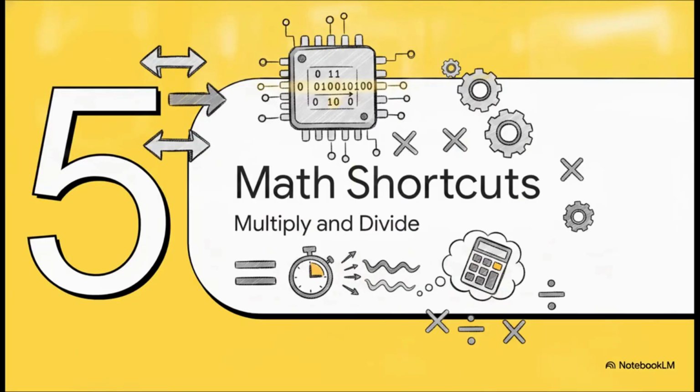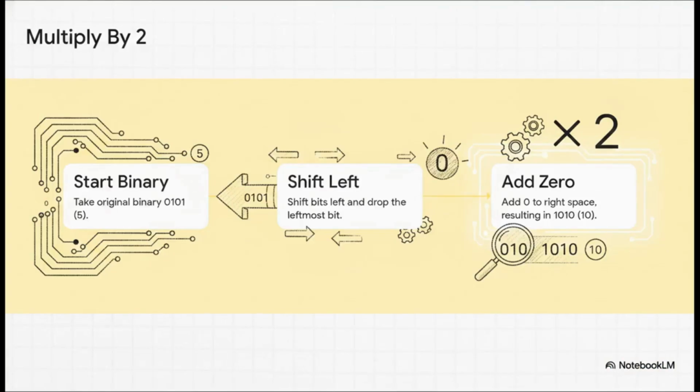Let's get into section 5, multiplication and division shortcuts. So you might be wondering, why should I even care about physically shifting binary bits left or right? Well, because these operators act as incredible mathematical cheat codes for your computer's processor.